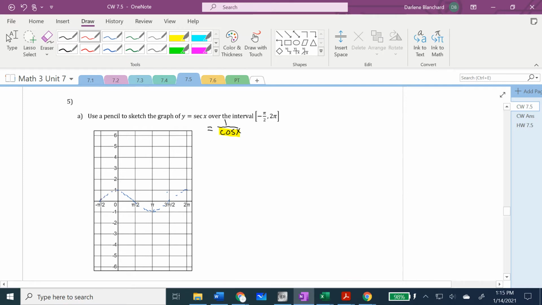Where it crosses the x-axis, those are vertical asymptotes of its reciprocal graph. Where it has a y value of 1 and -1, that is where cosine and secant share their graphs, and then it looks like that.